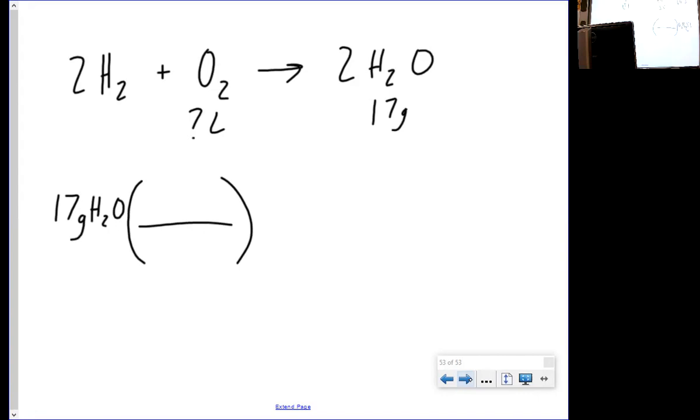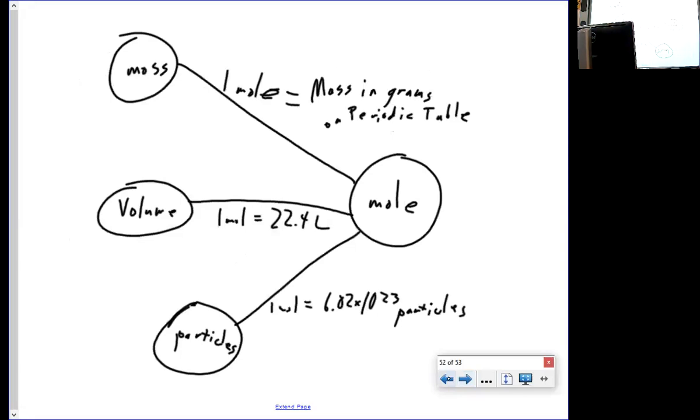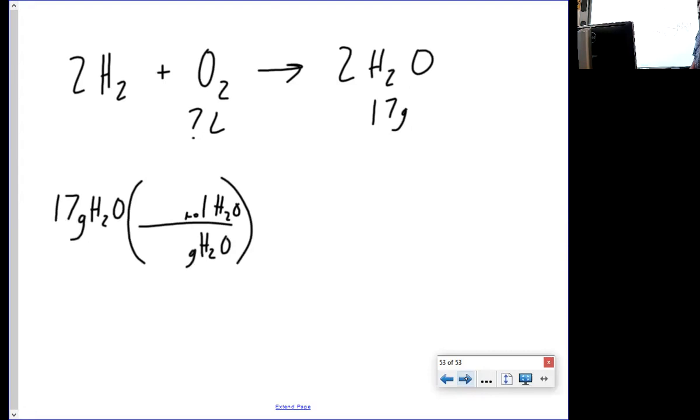You skipped a step though. Grams to moles, I totally agree with. Grams of H2O on the bottom, moles of H2O on the top. So let's knock this out. If I'm going to or from moles, it's 1. Every time you're going to or from moles from something different, it's 1. So 1 mole, because we're coming from grams.